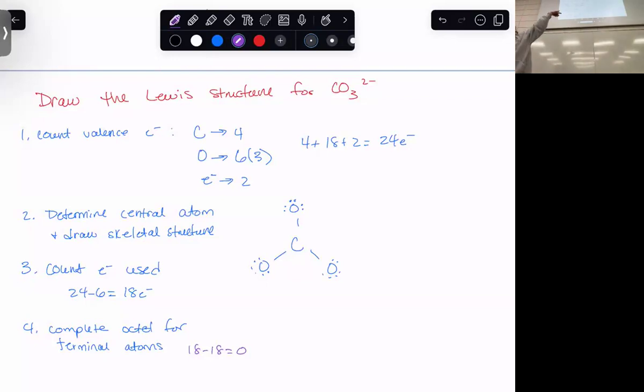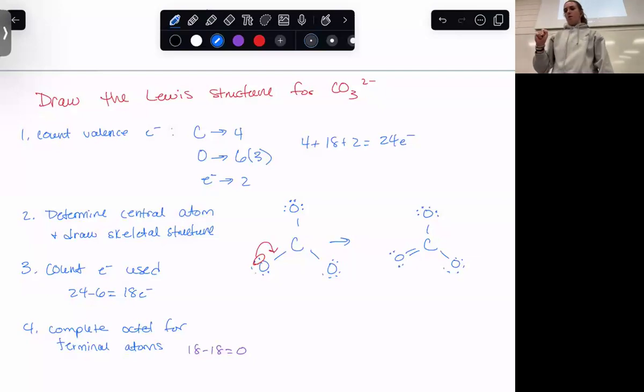Good. Carbon, our central atom, is not obeying the octet rule. So what do we do if it's not obeying the octet rule? We're going to make a double bond. So that can be from any of our oxygens that we have here because they all look the same. So I'll take this one and we'll make it a double bond. So now we end up with our structure looking like this, with the carbon-oxygen bonds being 2 single bonds and 1 double bond. Is this our structure?